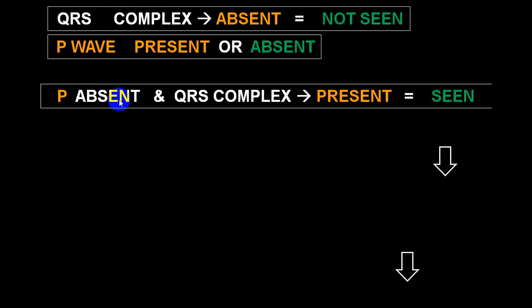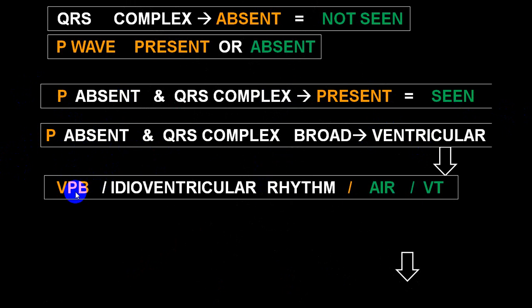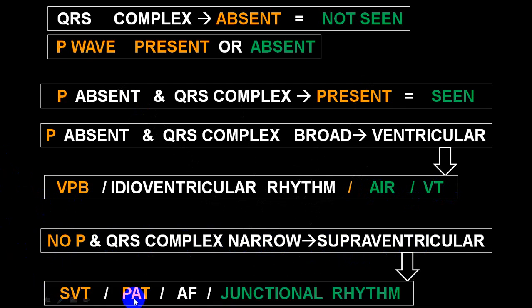If P wave is absent and QRS complex is present, there are some possibilities. P wave is absent, QRS complex is broad. So it will be ventricular complexes: ventricular premature beat, idioventricular rhythm, accelerated idioventricular rhythm, ventricular tachycardia. There is no P wave, QRS complex is narrow, classical in supraventricular tachycardias: SVT, paroxysmal atrial tachycardia, atrial flutter, junctional rhythm, and junctional tachycardias, etc. We'll be showing you some of those.